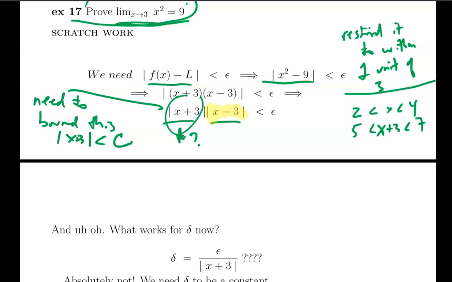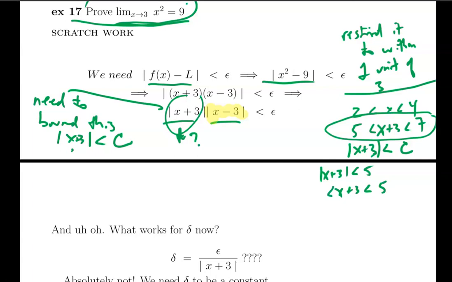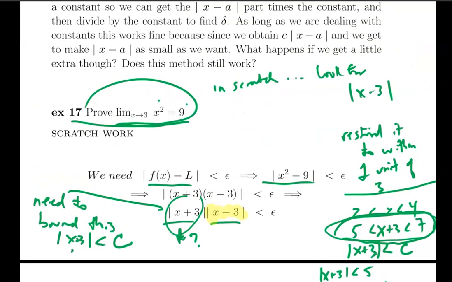Really, I'm not trying to bound x + 3. I'm trying to bound the absolute value of x + 3. So if I put in |x + 3|, what number do I need to put in here for C that satisfies all the values between 5 and 7? Notice that 5 will not work. Okay, if |x + 3| is less than 5, that means x + 3 is between 5 and negative 5, and that does not cover all the numbers between 5 and 7. Okay, so this will not work.